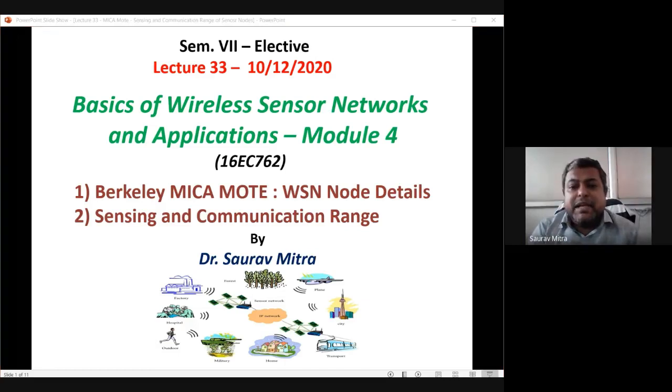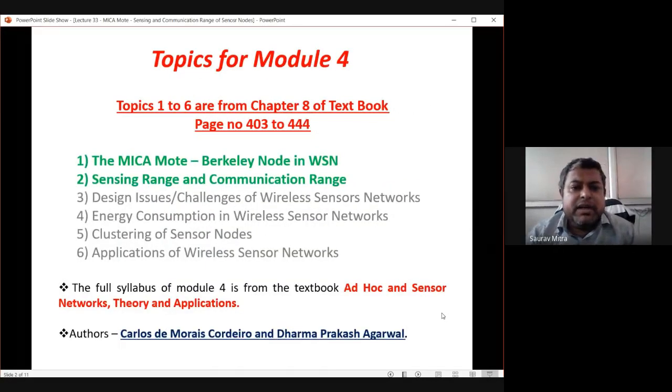So this is a very special chapter. I'll be going to the next topic. Today's topic is Berkeley MICA Mote. This is a very special wireless sensor node, and what are the features of that? What are the specifications of that Berkeley MICA Mote that we are going to see today? So this will be our topic, mainly the MICA Mote, Berkeley, and sensing range and communication range.